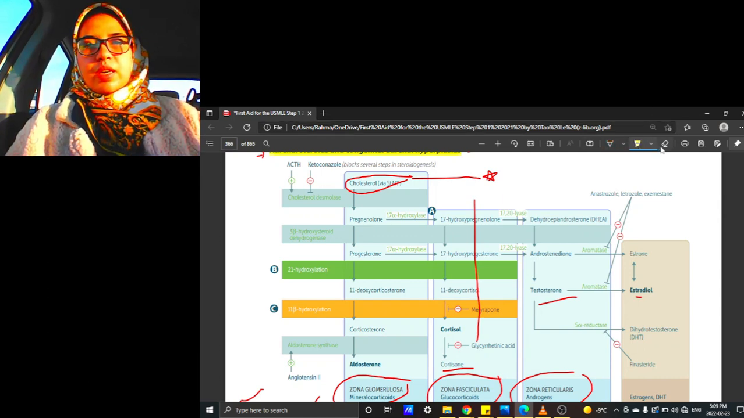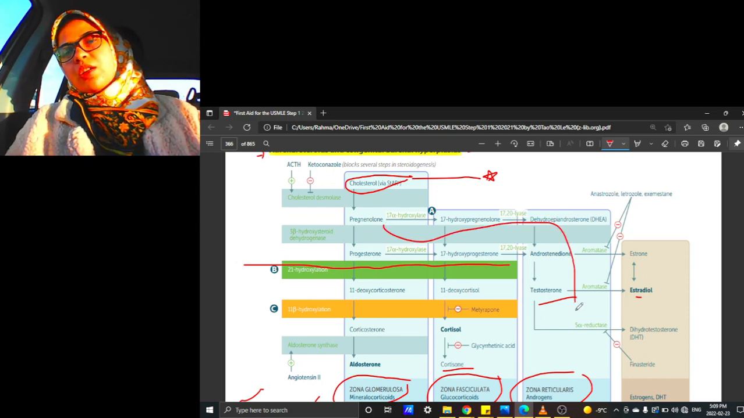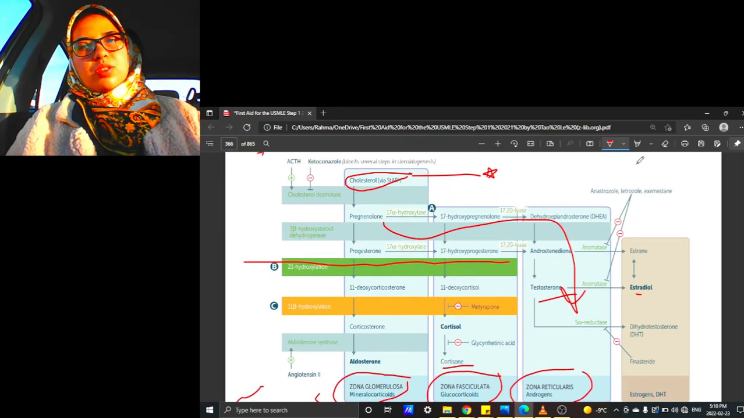Likewise, if I erase this line and say I have a defect going this way, well, I'm going to have the precursors for here, but nothing's going to continue down this way. So everything is going to shunt in this direction. So I will have an increase in the adrenal androgens, for example.